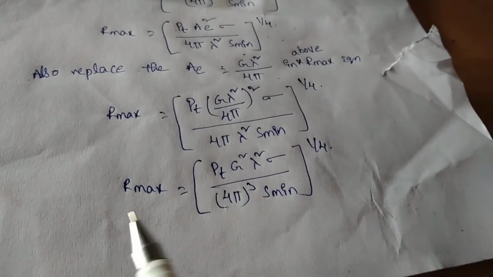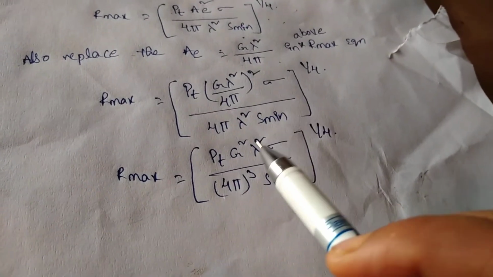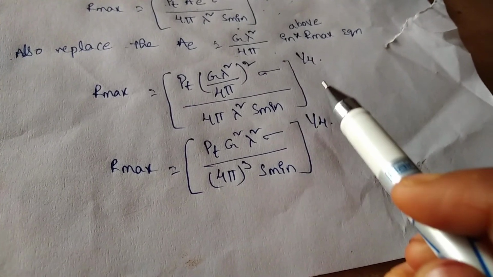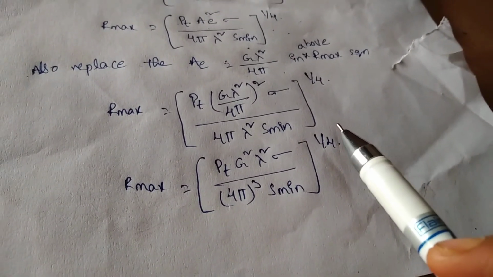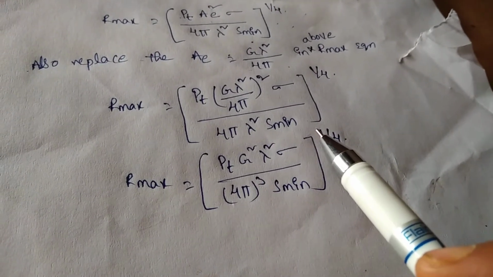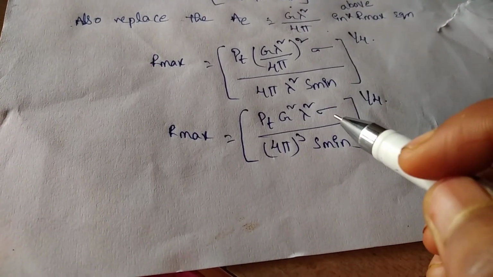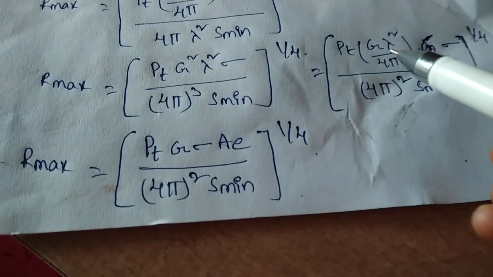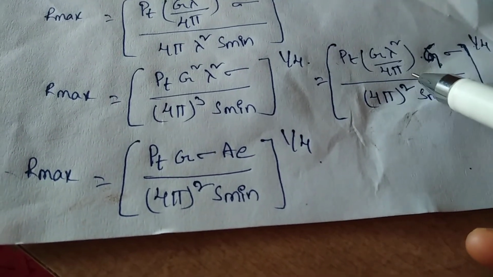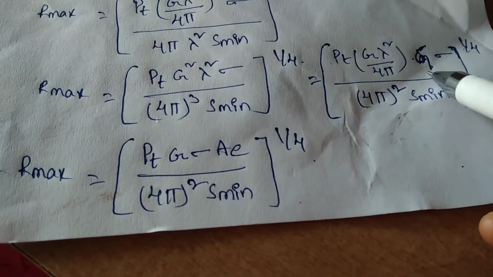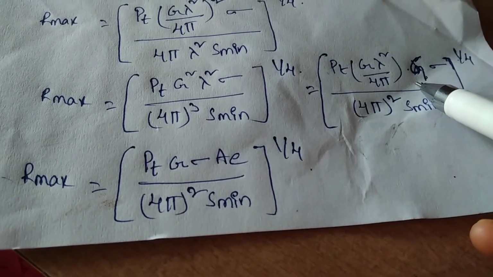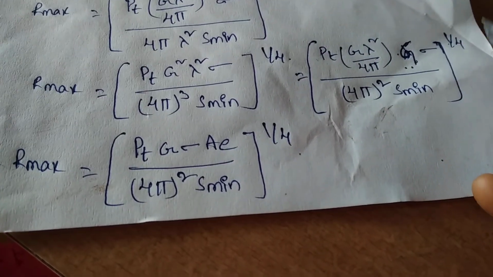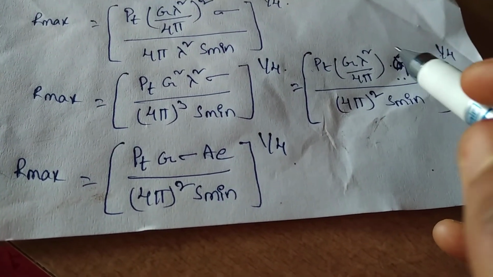So we can simplify that. We can write R maximum equal to Pt G square lambda square sigma by 4 pi whole cube S minimum, whole power 1 by 4. We simplify this equation further and write it as Pt G lambda square by 4 pi and another G, that is G square, sigma by 4 pi whole square S minimum, whole power 1 by 4.